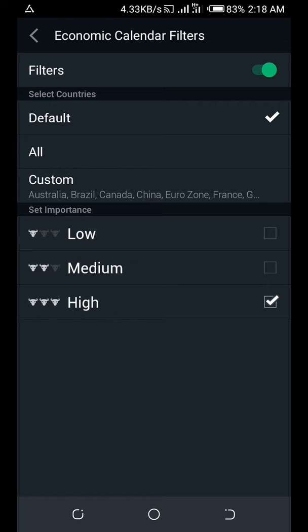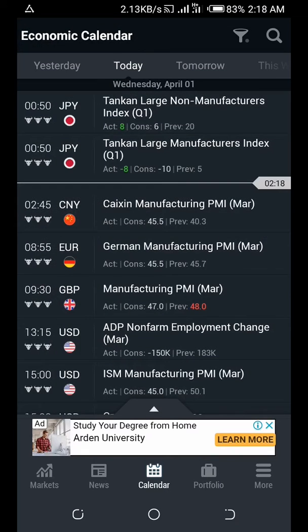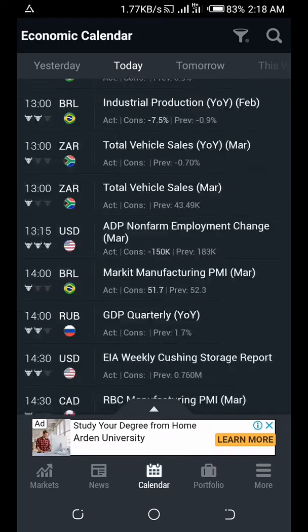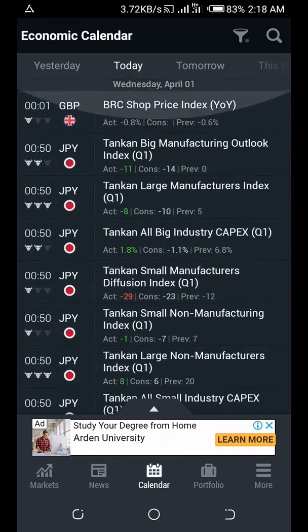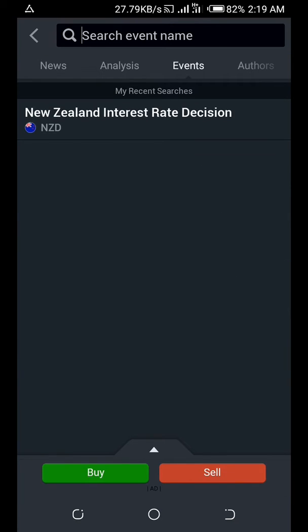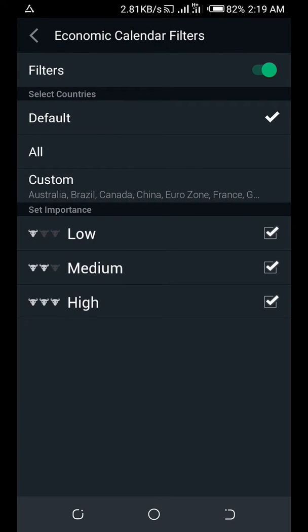Let me explain this. When you see low and when you see medium, let me show you what it will bring on my chart. It brings a lot of events. This one we call a bull. This one with only one bull, this one with two bulls, they are irrelevant events. That is, they don't affect the market at all. They don't affect our trade, so we don't have to trade them. In fundamental, we don't trade them. We trade only the relevant events, the major events.